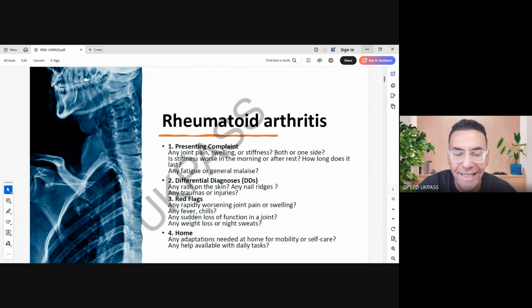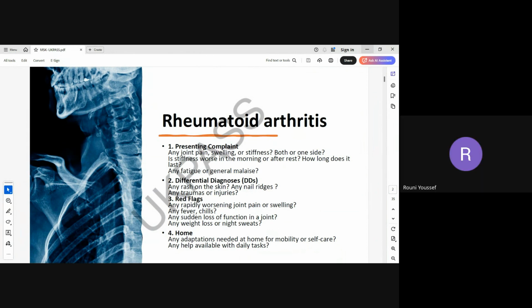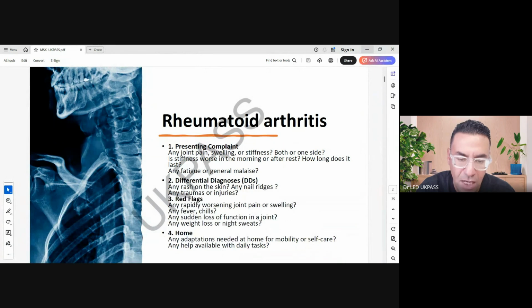Red flags: any rapidly worsening joint pain or swelling, and fever, any chills. What does that mean? Septic arthritis. Yes, perfect. Thank you so much. Are you able to move the joint? This is very important. Any sudden loss of function in the joint? Any weight loss or night sweats? What does that mean?